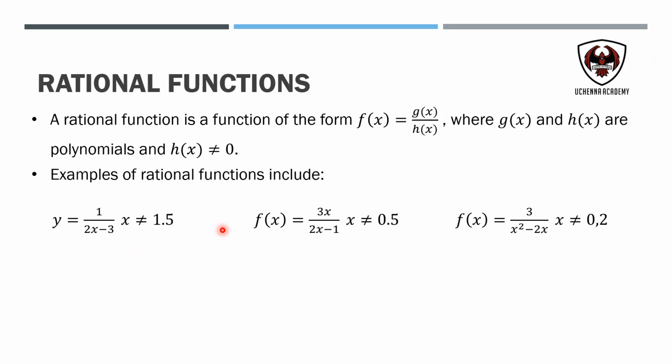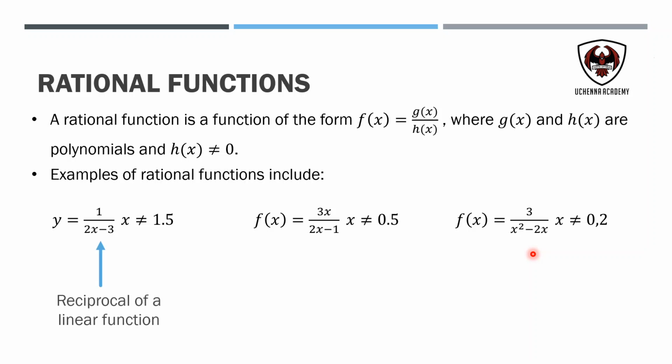So in the first case, x cannot equal 3/2 or 1.5. In the second example, x cannot equal 0.5. And in the third example, x cannot equal two values, 0 or 2. And you can solve that by setting the denominator to 0 and then figuring out what x could be.